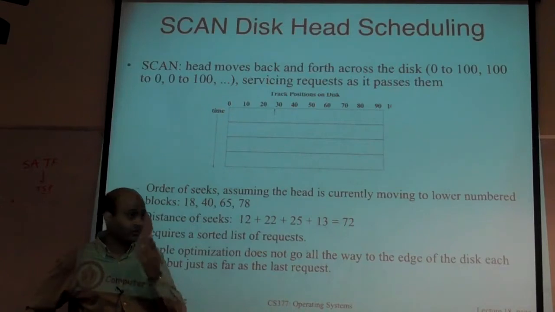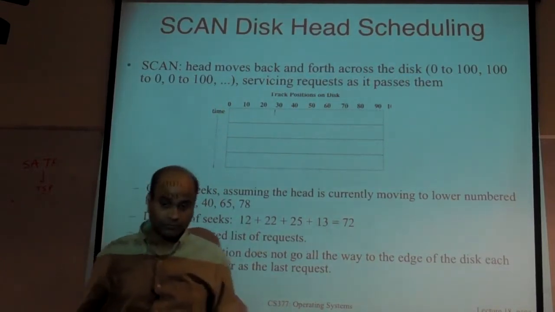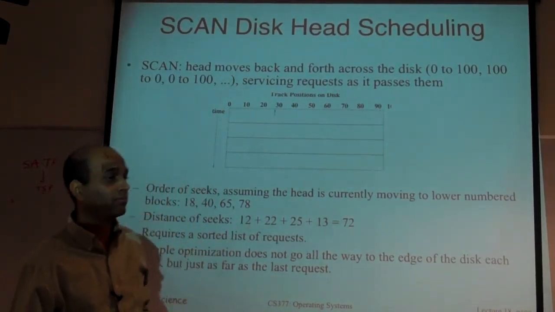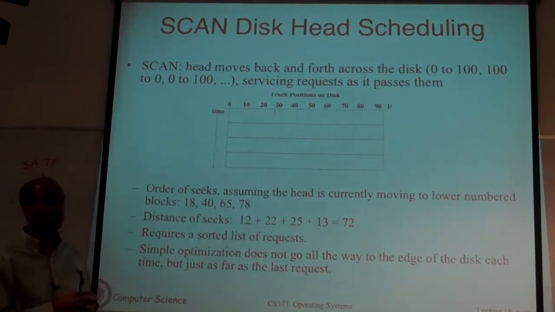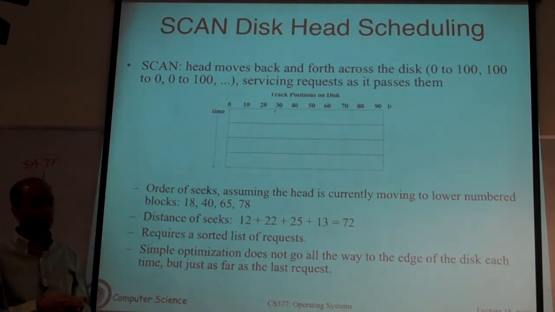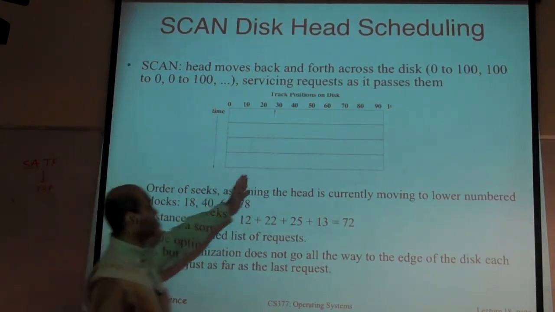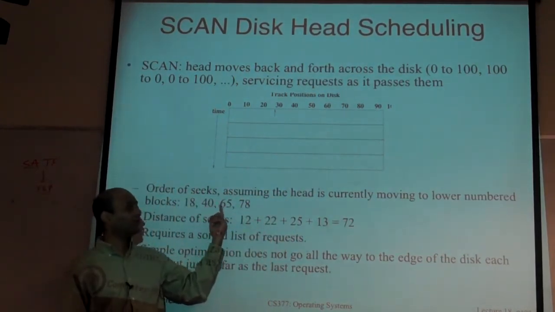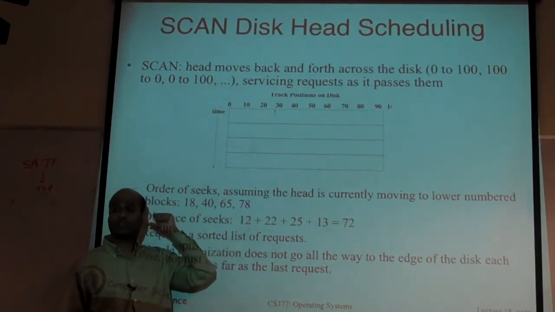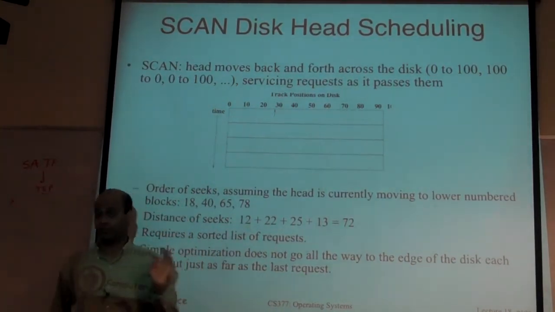So this depends on which way it's initially going. If it's initially going inwards, it starts at 18 and then goes back towards the rest of them. But if it was initially going outwards, then you do the 3 on the outside and then go all the way back to 18. Yes. So if you are here and scanning outwards, you would have done 40, 65, 78, switch direction, and come all the way back to 80.